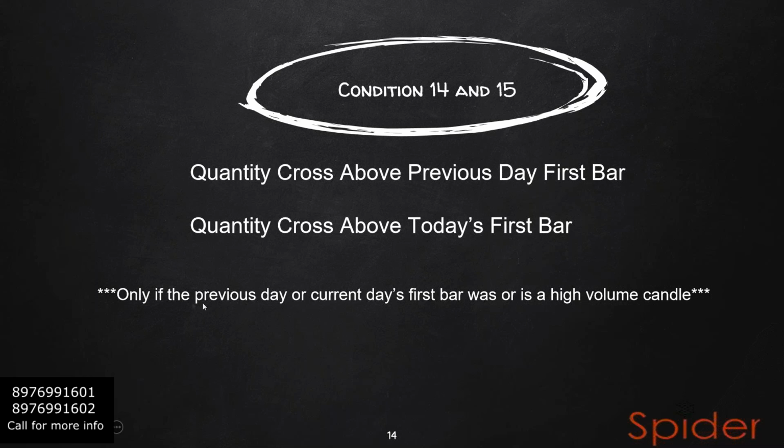So I put it as: only if the previous day's or current day's first bar was or is a high volume candle, only then these two conditions will matter for you. If not, you will not enter this particular trade. So you can add these two conditions yourself along with the condition of today's maximum volume bar, and you can make this scanner for yourself.